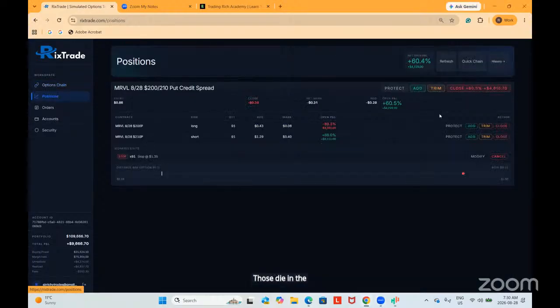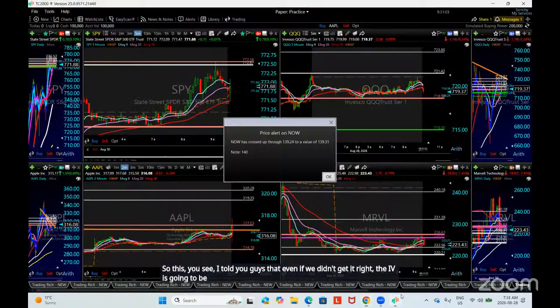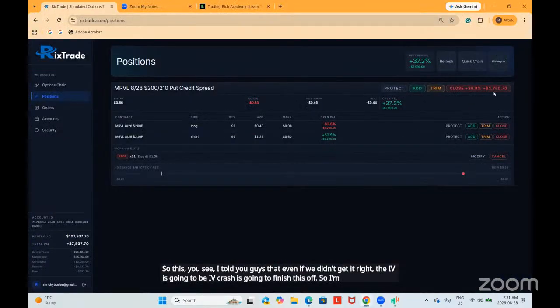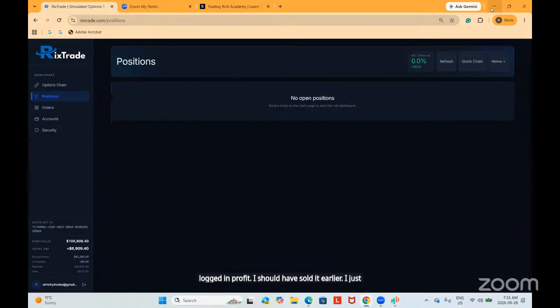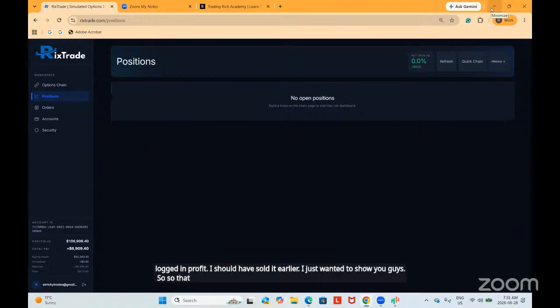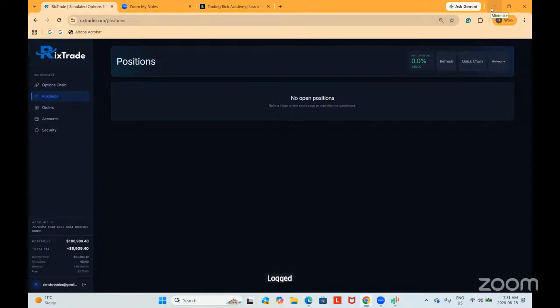I told you guys that even if we didn't get it right, the IV crash is going to finish this off. So I'm going to take this off here, selling this here, closing this position, locked in profit. I should have sold it earlier on. I just wanted to show you guys. So that one, locked in profits. It went to 68%, but I hesitated to take it off because I wanted to show you guys. No worries. Let me go check out the other one.